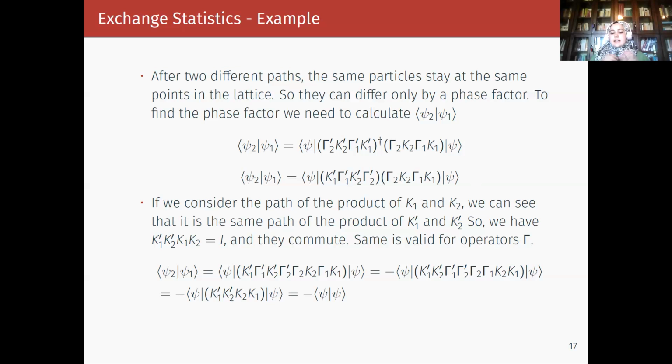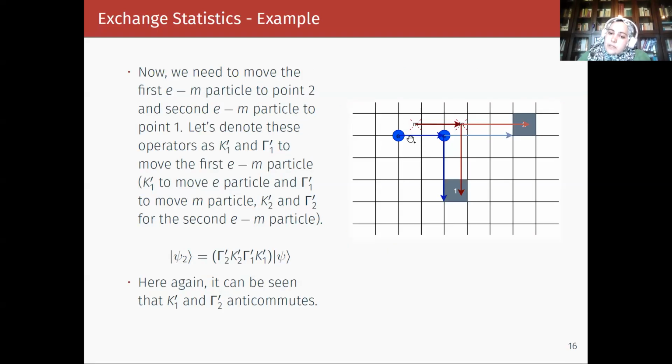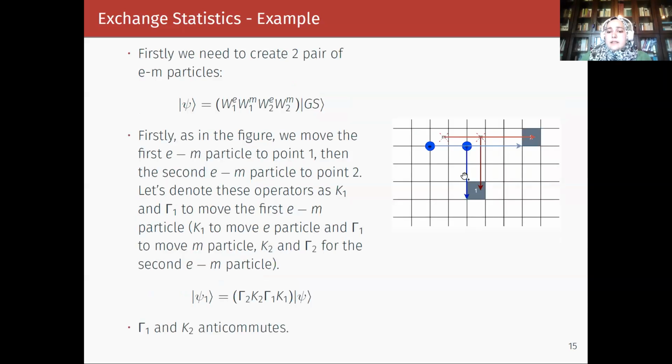So I can say that it is like I have two EM particles, then I change the place of them, right? So to be able to calculate the phase factor that appears, I need to calculate this equation here. So in addition to the anticommutation relation that I know, I need one more piece of information to be able to solve this equation. As you can see, the K operators that move E particles, if I multiply them, they act on this blue path. And it is the same path as the first case, as you can see.